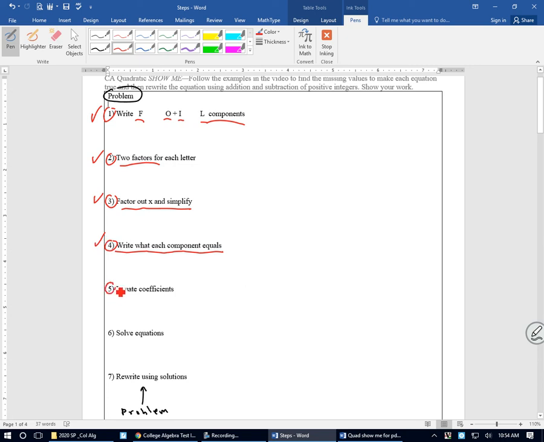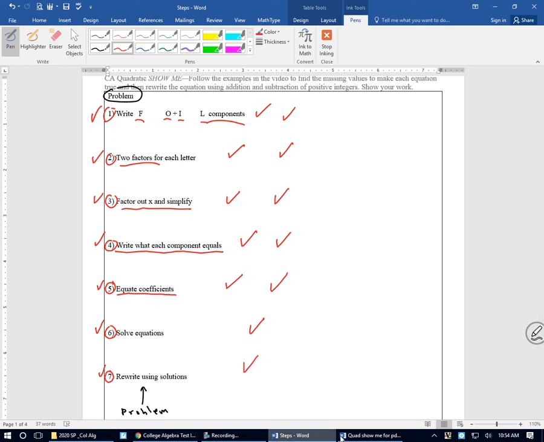Line 5, equate coefficients. That means if you ignore the x's, the things you have are equal. So: write the FOIL components, 2 factors for each letter, factor out x and simplify, write what each component equals, and equate coefficients. Now that you have an equation, you can solve the equation and rewrite the problem using the solutions you got from line 6. So that's how it works.